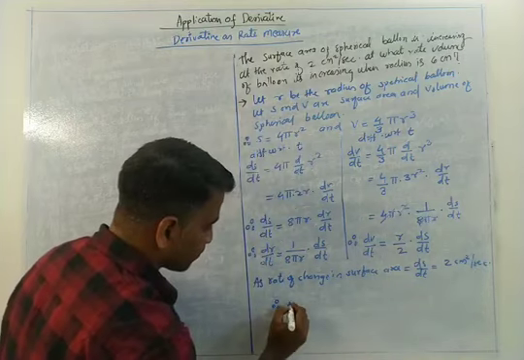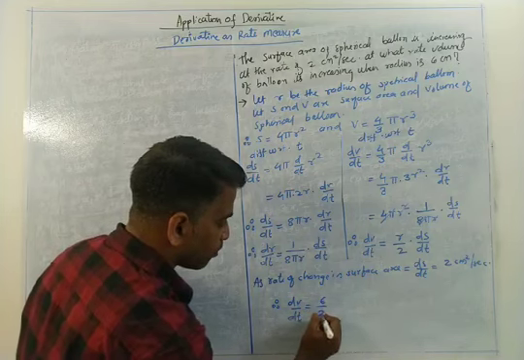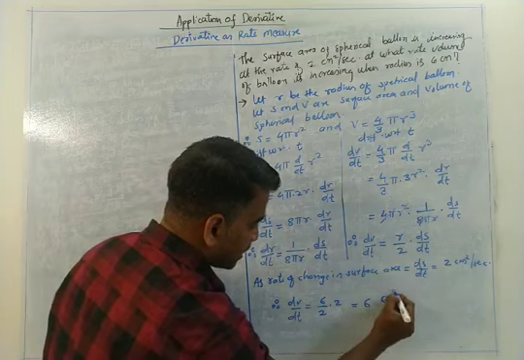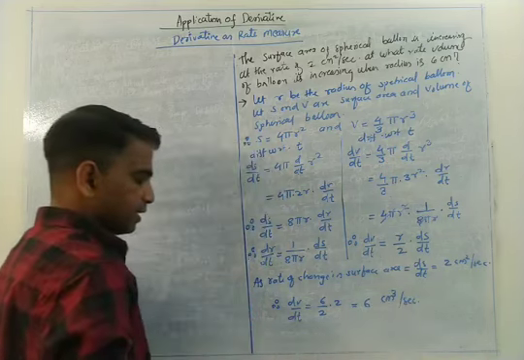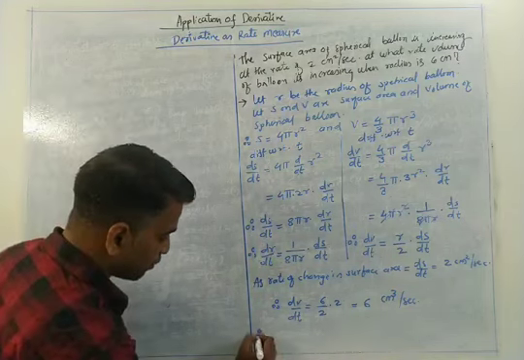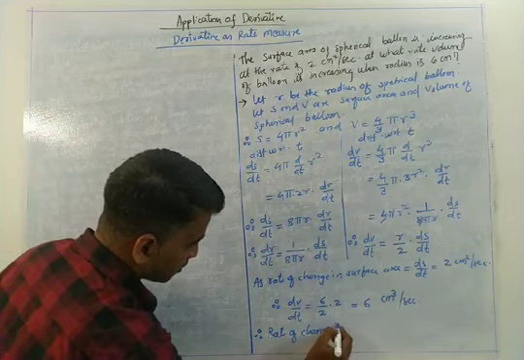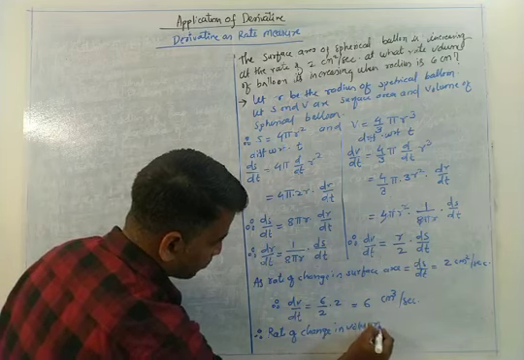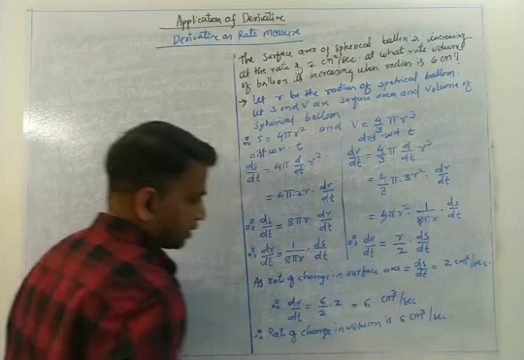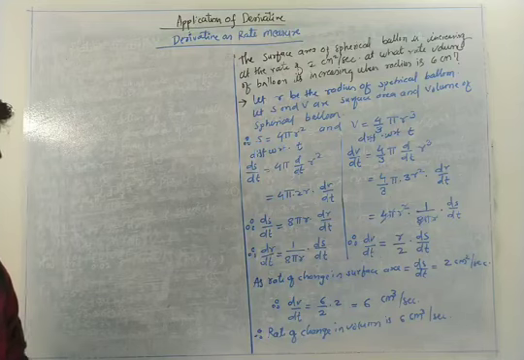Therefore, dV by dt is equal to the value of r is 6 upon 2 into 2, which is equal to 6 centimeter cube per second. So here we got that change in volume. So therefore, the rate of change in volume is 6 centimeter cube per second. Clear? So this is the solution of the given question.